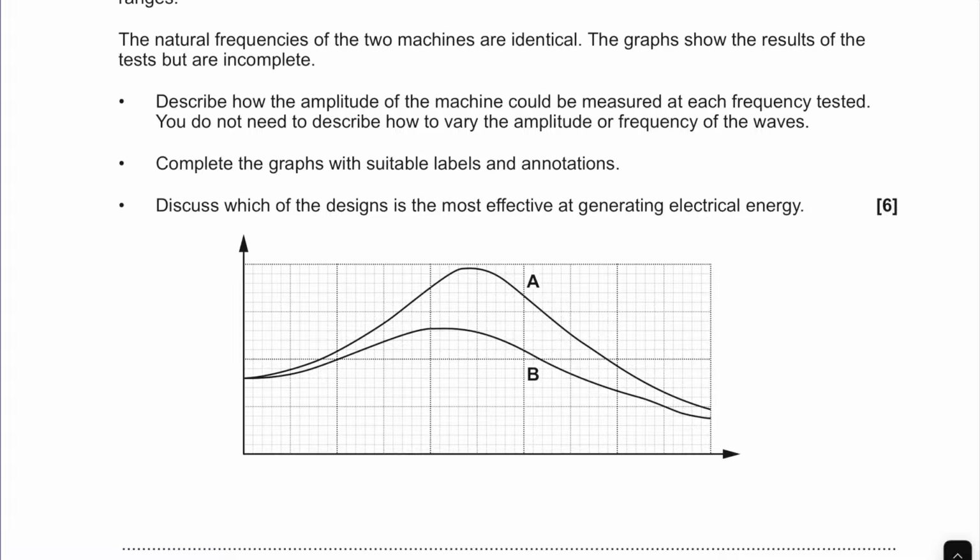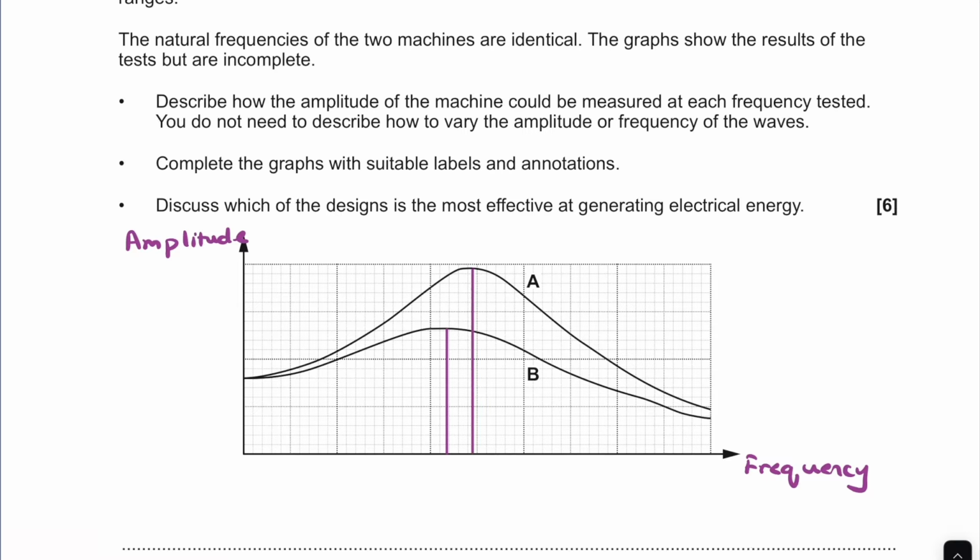Let's talk about the graph: amplitude on the y-axis, frequency on the x-axis. Natural frequency is where resonance happens, as in resonance happens when the natural frequency is equal to the applied frequency. So that's when it reaches the peak amplitude.